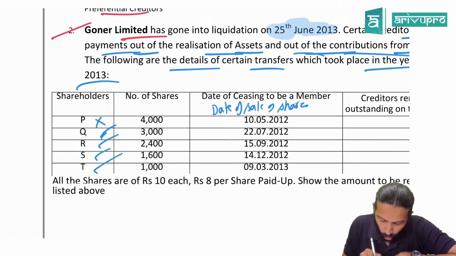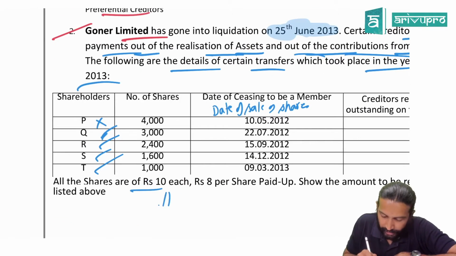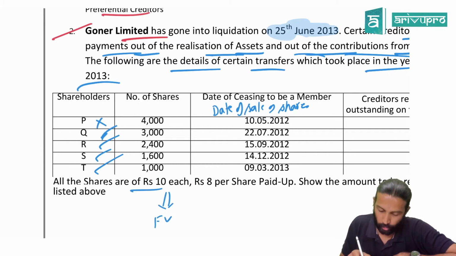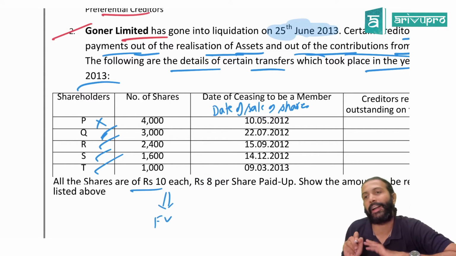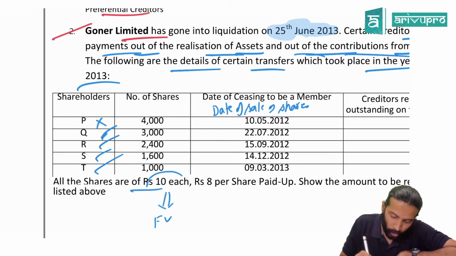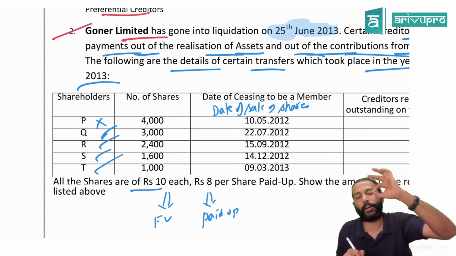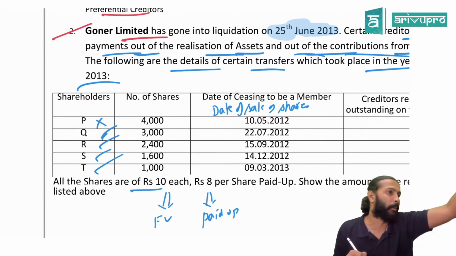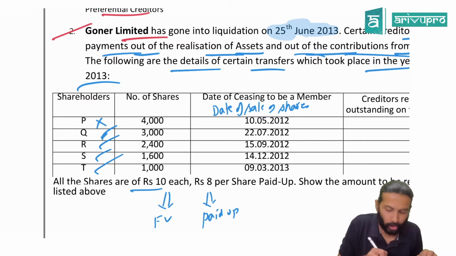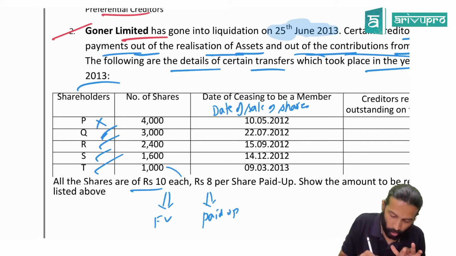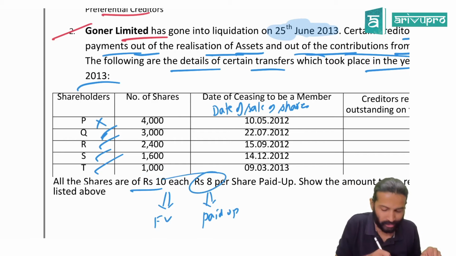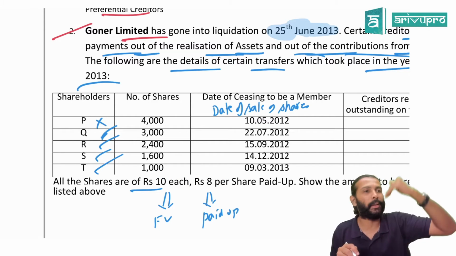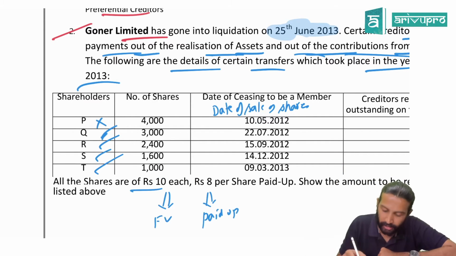Come back here. All the shares are rupees 10 each. That means what is this 10, sir? Face value. 8 rupees is paid up. In case of a company, shareholders' liability is limited to what extent? Limited to the extent of face value. Have they already paid 10 rupees or only 8 rupees? Only 8 rupees. That means the company, if it wants, can ask another 2 rupees from the shareholders.